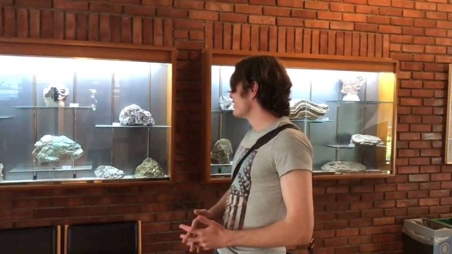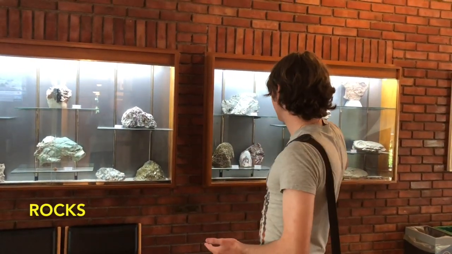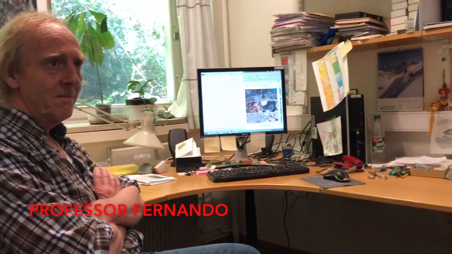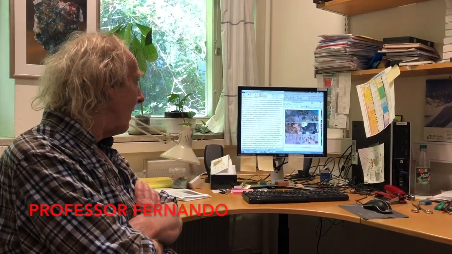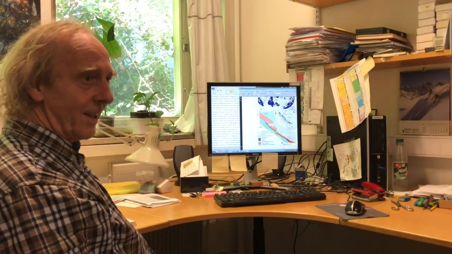Hi, we're now at the geology building at the University in Oslo, and as you see here, we have some rocks. What are you working on right now? Right now, I do dating.